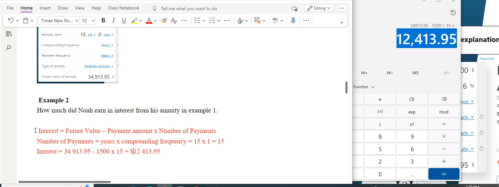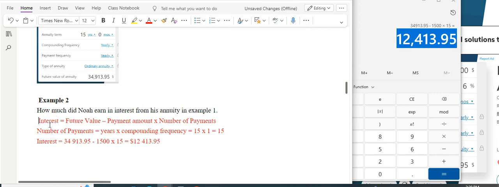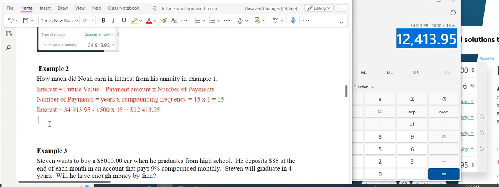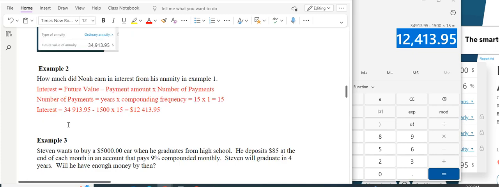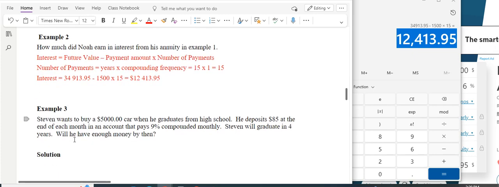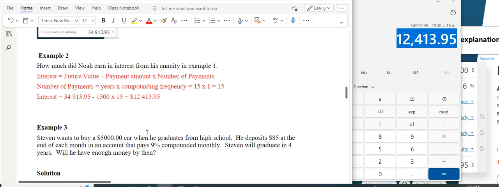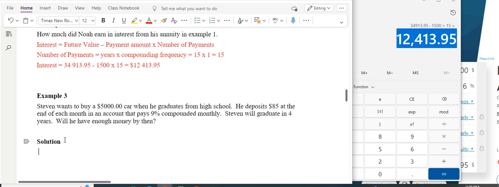Okay. So what do we do for the next one? Well, again, same kind of idea. Stephen wants to buy a $5,000 car when he graduates from high school. He deposits $85 at the end of each month in an account that pays 9% compounded monthly. Stephen will graduate in 4 years. Will he have enough money by then?